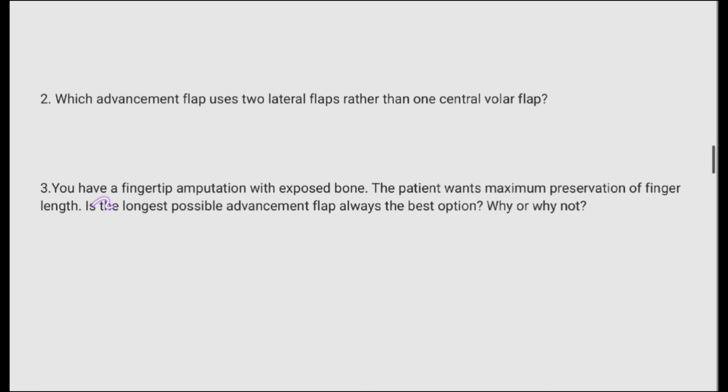Now third question. You have a fingertip amputation with exposed bone. The patient wants maximum preservation of finger length. Is the longest possible advancement flap always the best option? Why or why not? No. The longest possible advancement flap is not always the best option. Excessive advancement can create tension, compromise vascularity, cause flap necrosis and produce a painful or functionally poor fingertip.